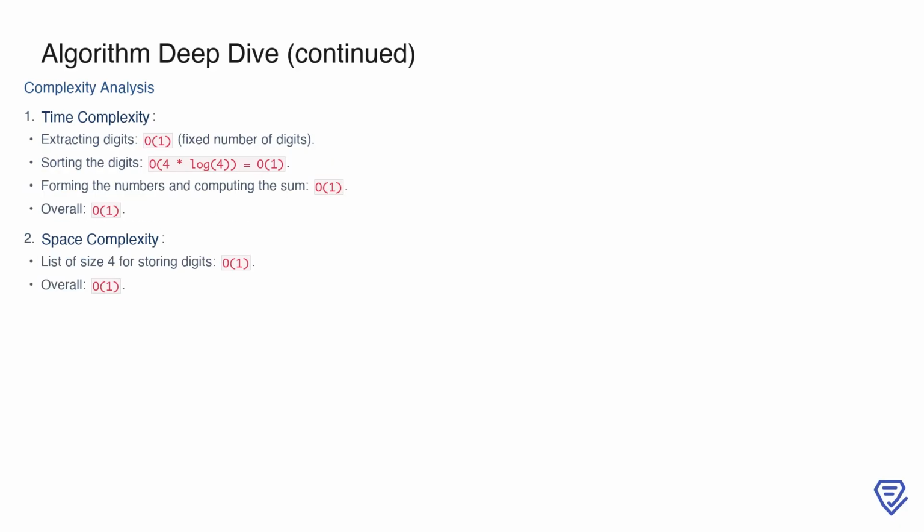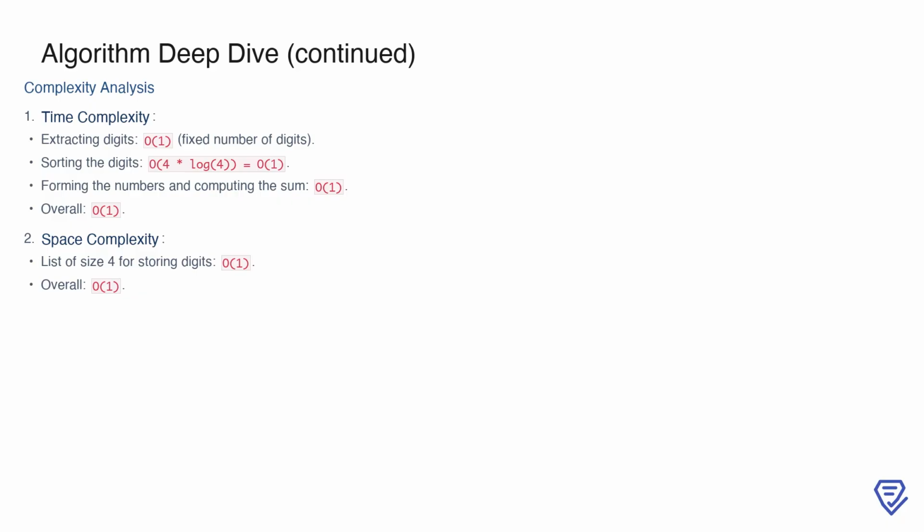Analyzing the algorithm's complexity, we find that it is highly efficient. Extracting the digits from the input number is an O(1) operation because the number of digits is fixed at 4. Sorting these digits involves O(4 log 4), which simplifies to O(1) since the input size is constant. Finally, forming the two numbers and calculating their sum are also O(1) operations. Combining these, the overall time complexity of the algorithm is O(1). Similarly, the space complexity is O(1) as well, because we only use a fixed-size list to store the digits and a few integer variables to compute the result.